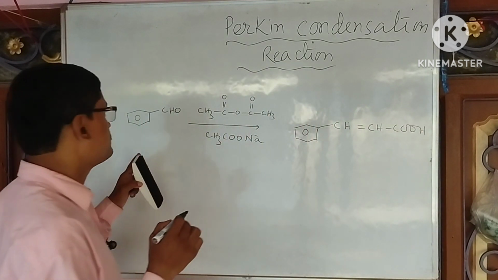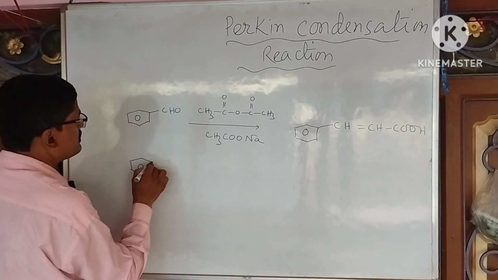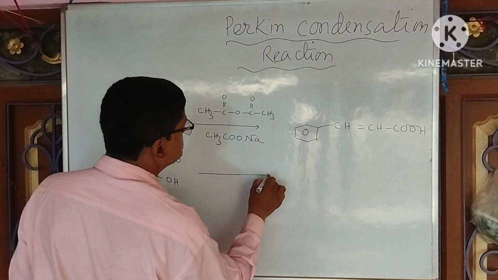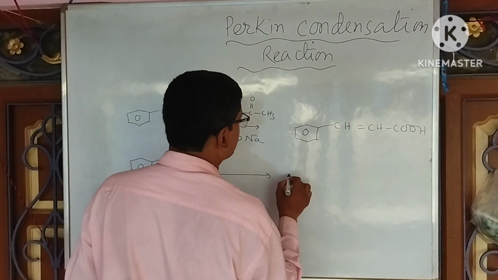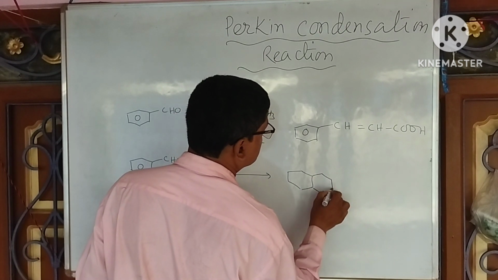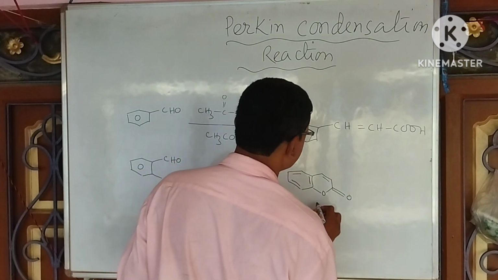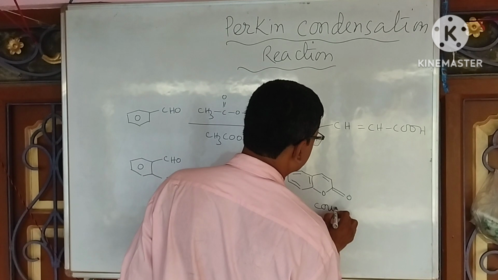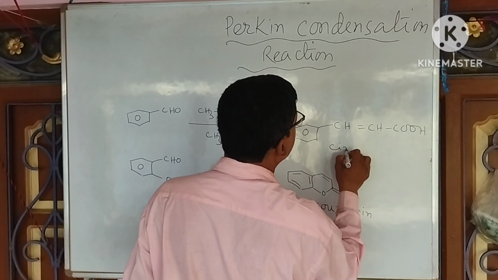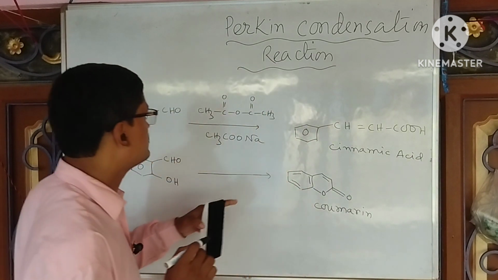If we take salicylaldehyde as the starting material, as it is an aromatic aldehyde, then we obtain coumarin as the product of the reaction. This is the structure of coumarin. And this is the structure of cinnamic acid.